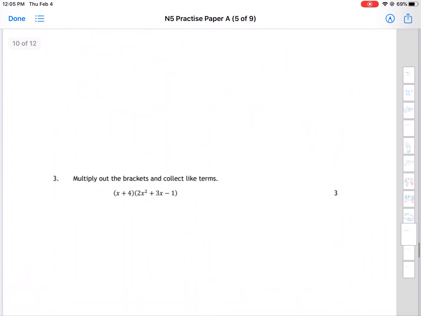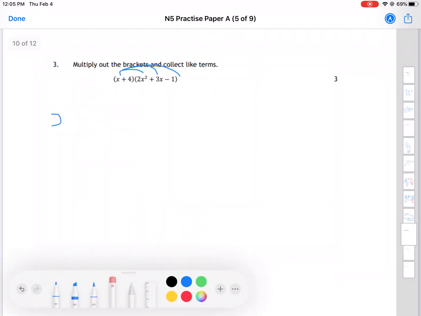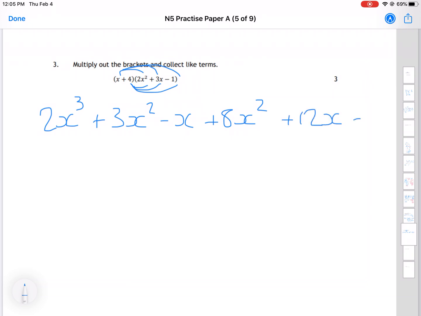Next question here doesn't require a calculator, but often does appear in the calculator paper. Multiply through the brackets, take the x, multiply through that by each of your terms, so you'll end up with 2x cubed plus 3x squared minus x. Take the 4, multiply that through as well, so plus 8x squared plus 12x minus 4.